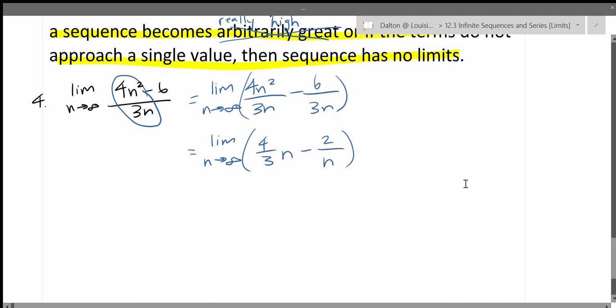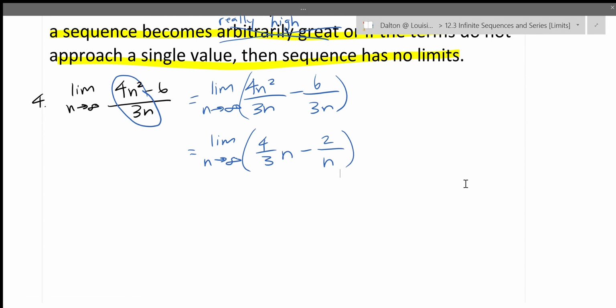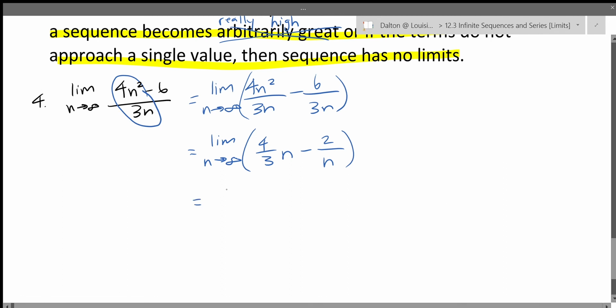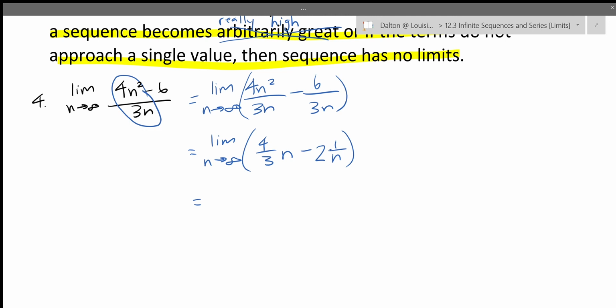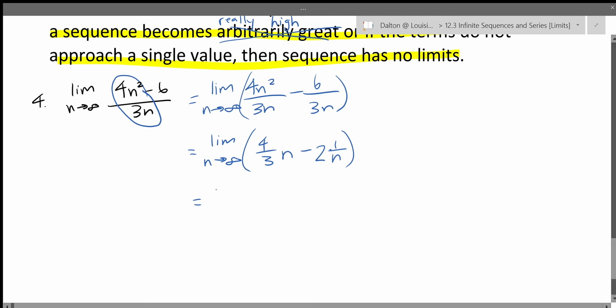So again, we know limits of constants and 1 over a number. So can I rewrite 2 over n as a constant instead? Can we write this as 2 times 1 over n? Okay. So now let's actually take the limit. What is the limit of 4/3? It's just 4/3.